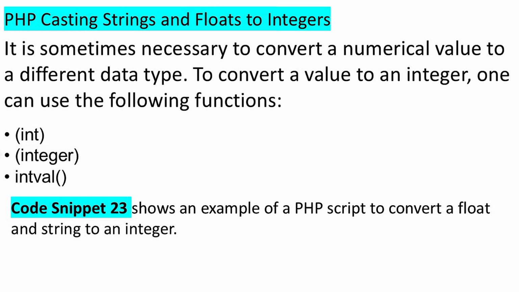In the next example, Code Snippet 23, we'll see a practical demonstration of how PHP converts both floating point and string values into integers using these techniques. This will help you visualize how the conversion works and what kind of output you can expect when using each method in your own scripts.